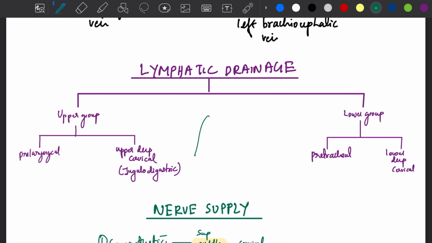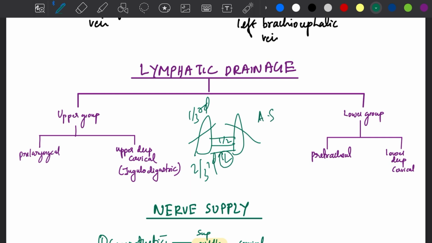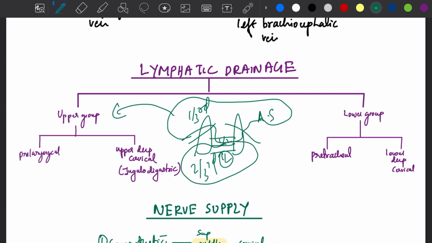As we have divided the gland into two lobes and isthmus, each lobe is also divided based on the arterial supply into upper 1/3 and lower 2/3, and the isthmus is divided into equal halves, both upper half and lower half, based on the arterial supply. Like this, the upper part, which is supplied by the superior thyroid artery, often drains to the upper group, and the lower part, which is often supplied by the inferior thyroid artery, drains into the lower group.